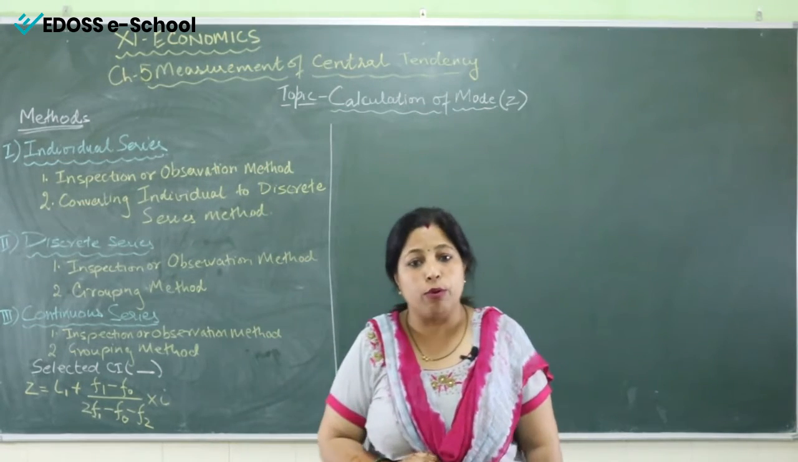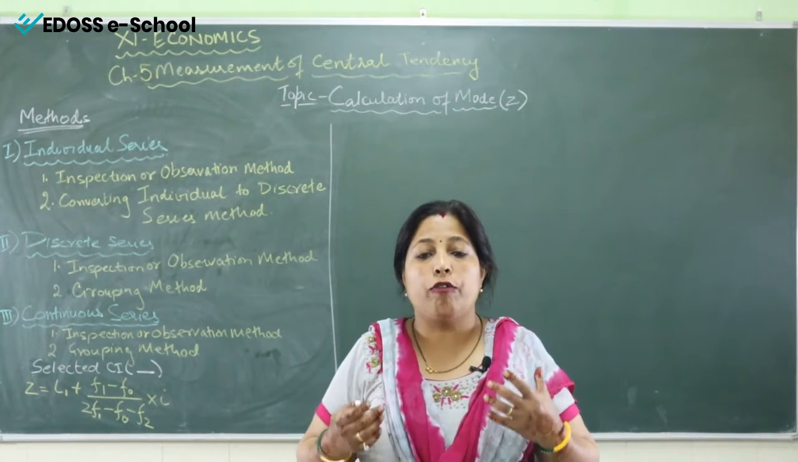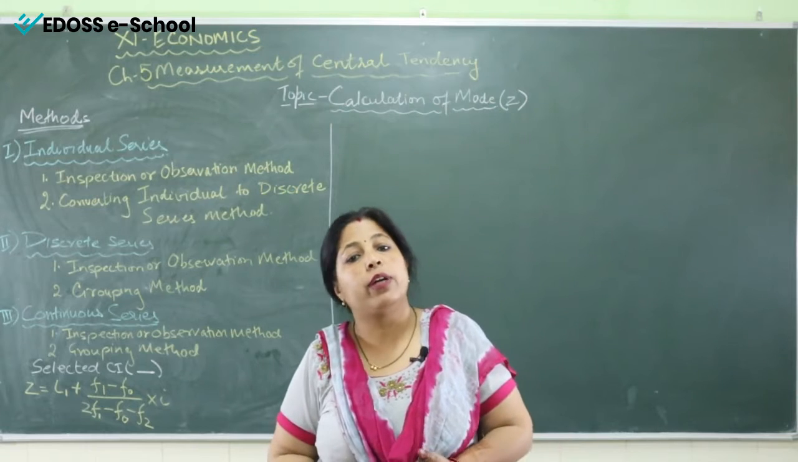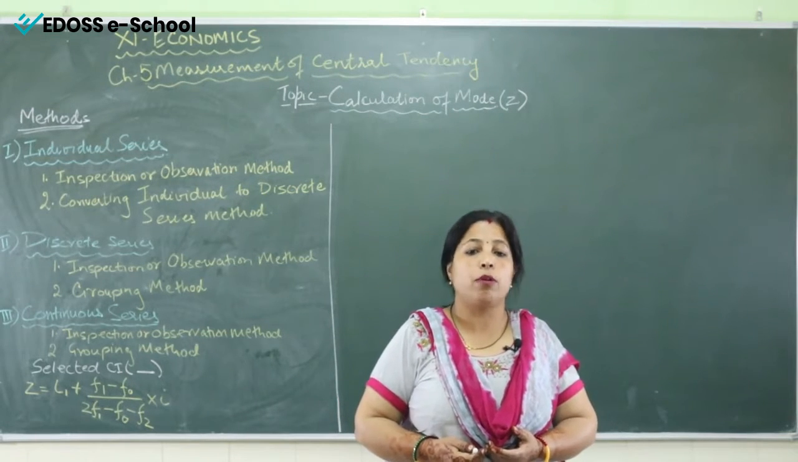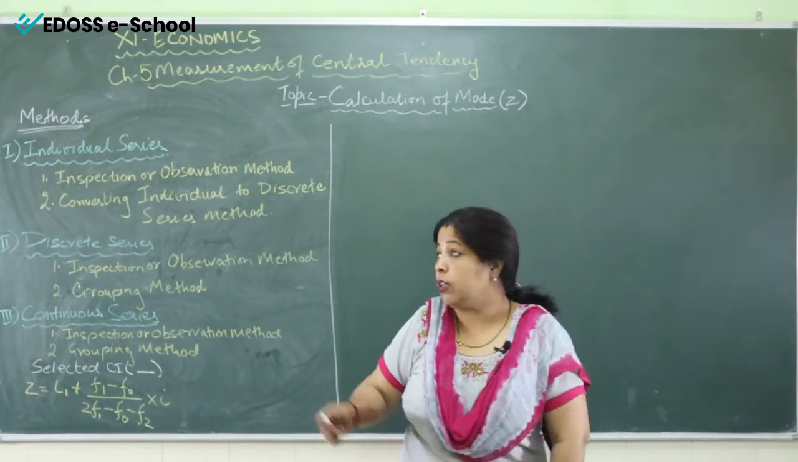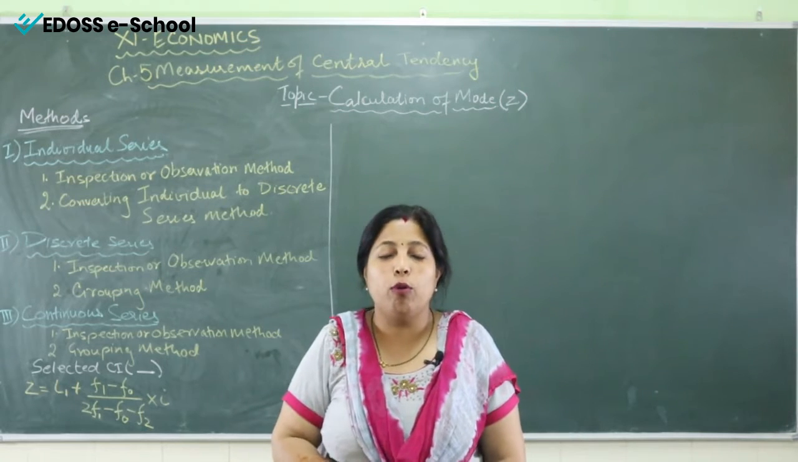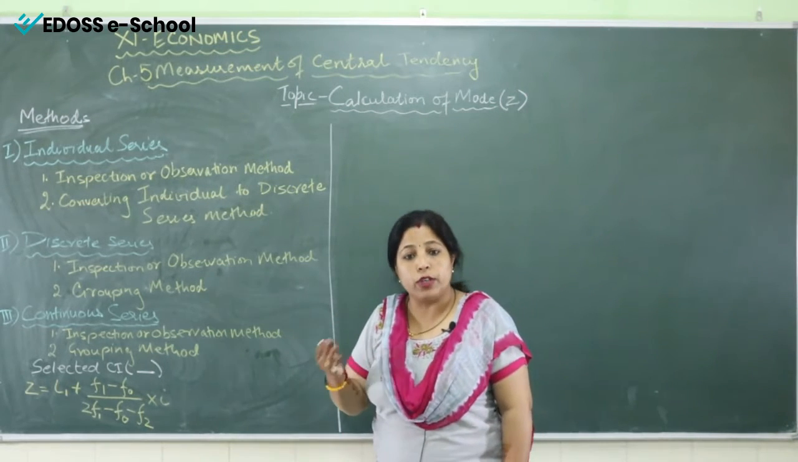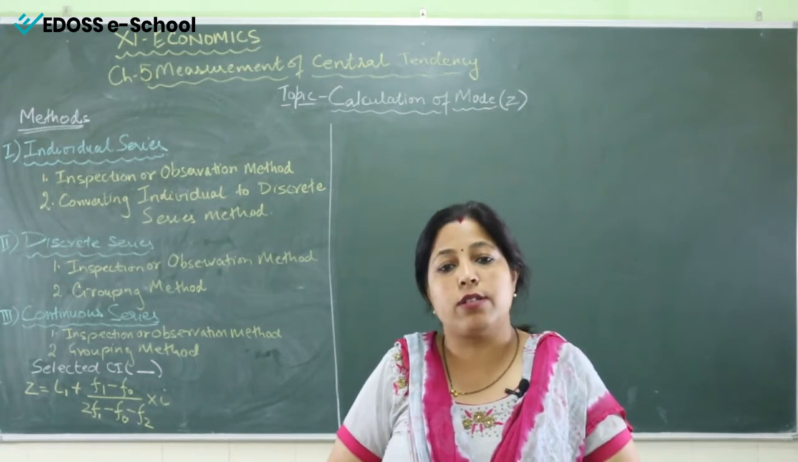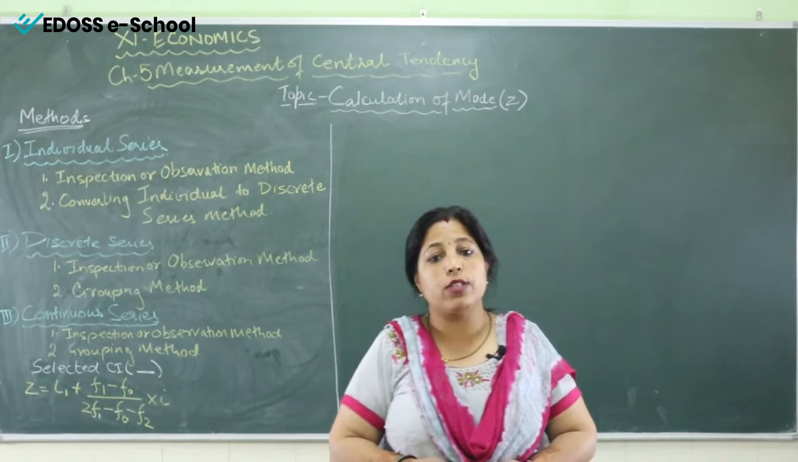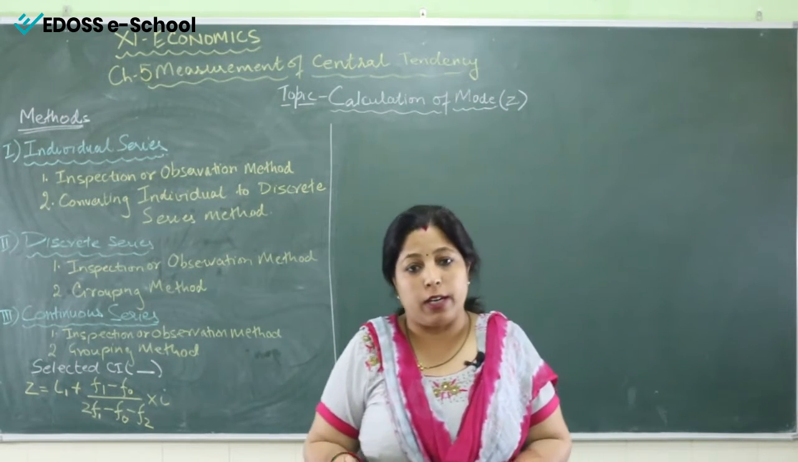Now what is mode? Mode is the most highly or frequently observed value in a series. It is the value which is repeated maximum number of times. The word mode is taken from a French word that means the most fashionable value in a distribution. That is the value which is repeated maximum number of times.